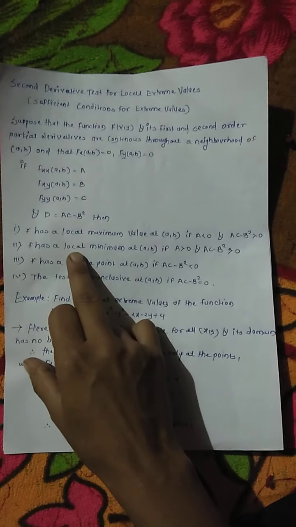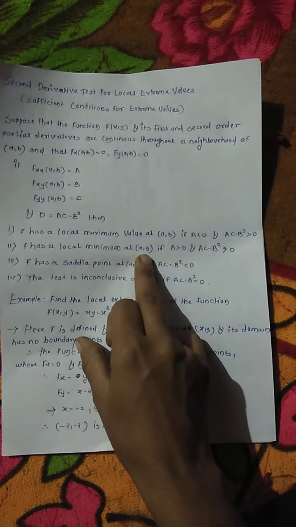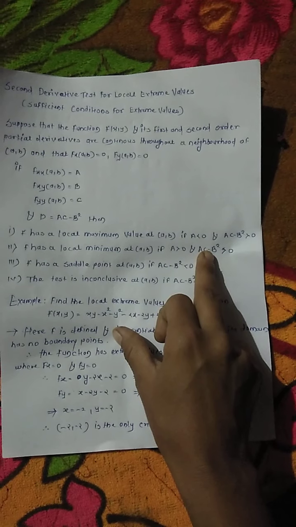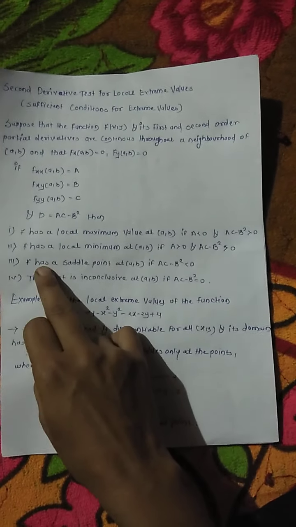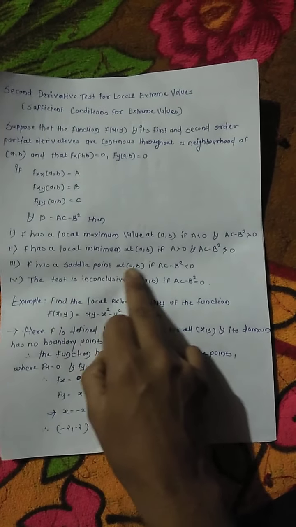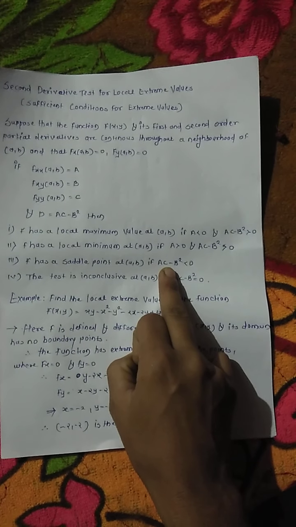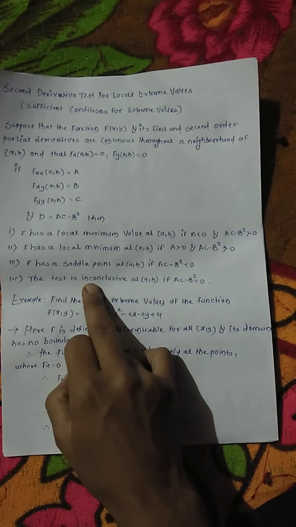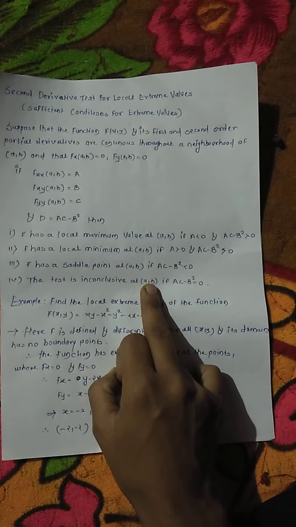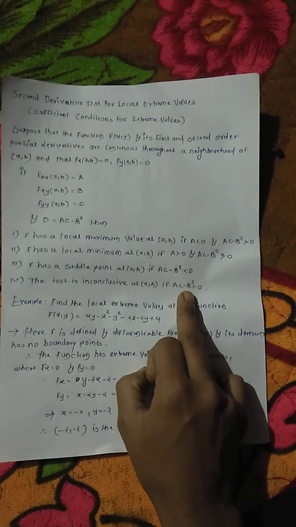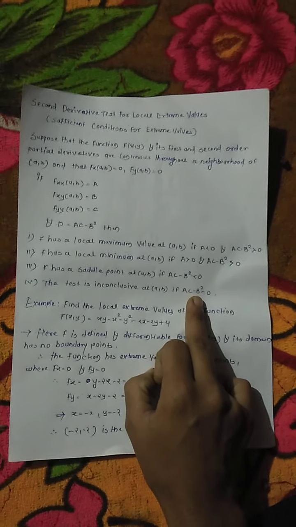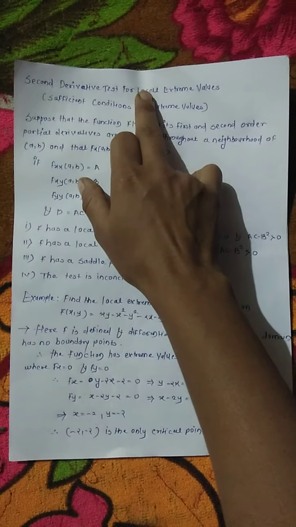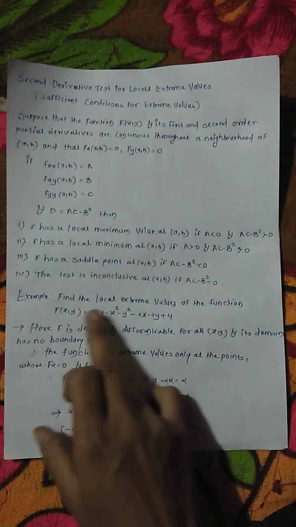Second, f has a local minimum at (a, b) if A is greater than 0 and AC minus B square is greater than 0. Third, f has a saddle point at (a, b) if AC minus B square is less than 0. Fourth, the test is inconclusive at (a, b) if AC minus B square is equal to 0. Let us see an example based on the second derivative test for local extreme values.